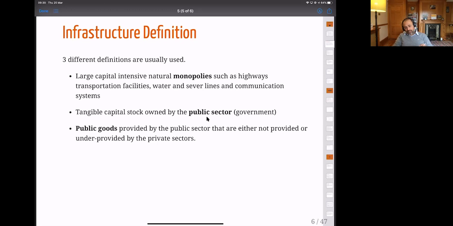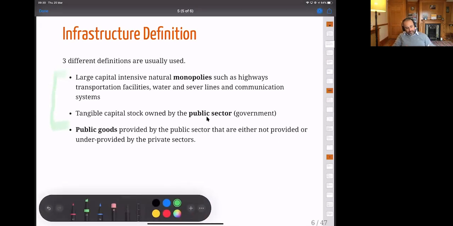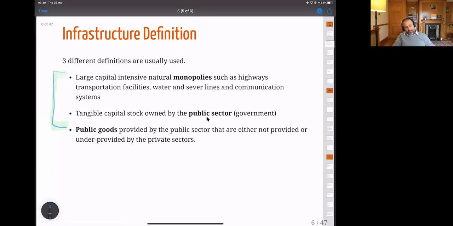These three definitions, at least two of them, come from a paper by Gramlich. This is almost a 30-year-old paper. It was a period where there was work on infrastructure, and then of course this literature died out. I'm hoping to revive this literature. Gramlich uses two definitions in the survey article. The first definition is large capital-intensive natural monopolies, such as highways, transport facilities, water, sewer lines, communication systems.